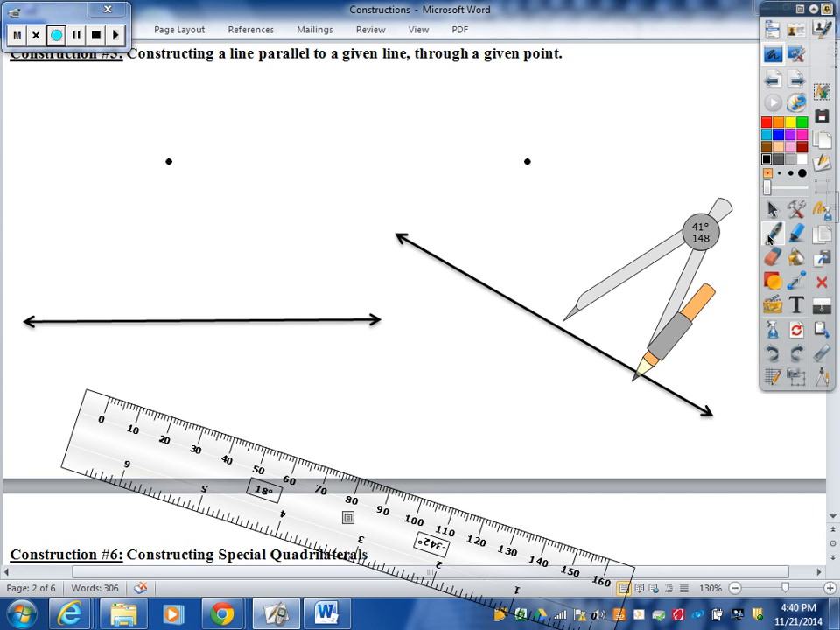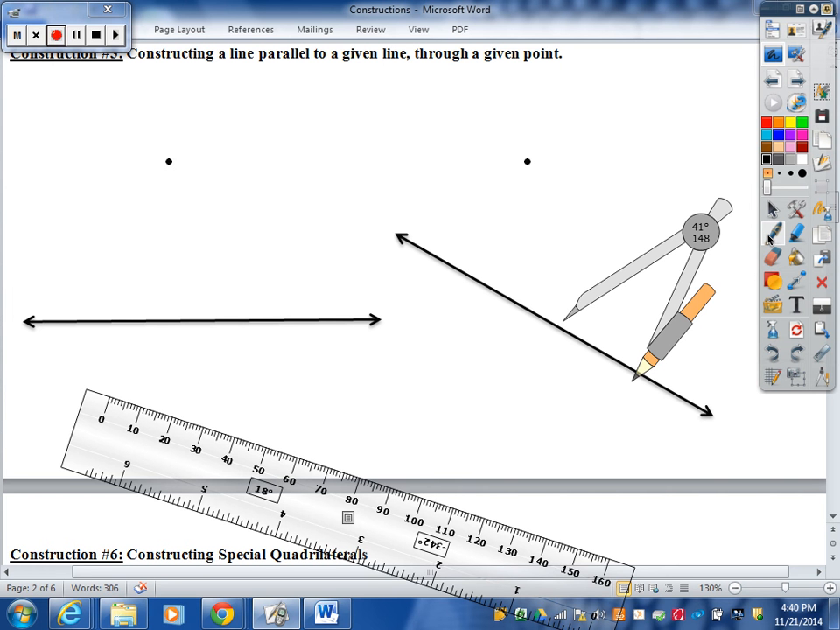The next one that we're going to look at is constructing a line parallel to a given line through a given point. Now, anytime you think of parallel lines, I hope that we have hit home that chapter 3 concept of there's 3 characteristics that have to hold true. 1, the alternate interior angles have to be congruent. 2, the corresponding angles have to be congruent. And 3, the same side interior angles have to be supplementary if the lines are going to be parallel.